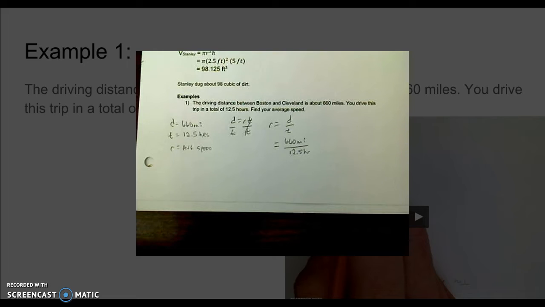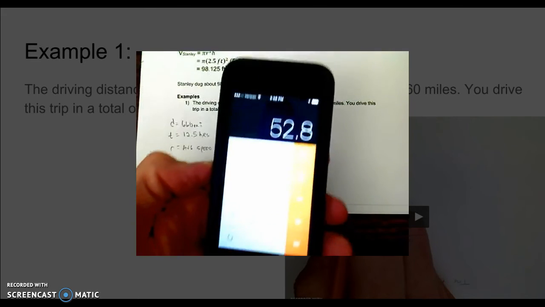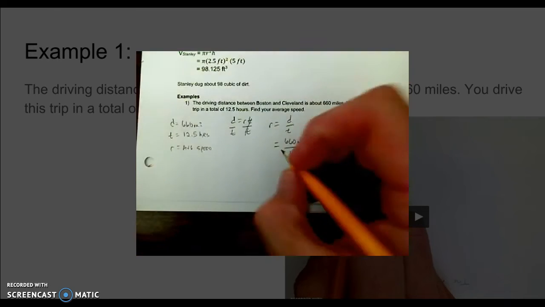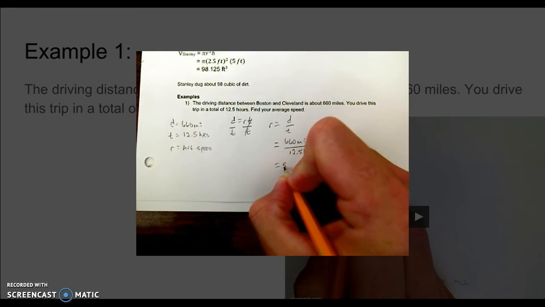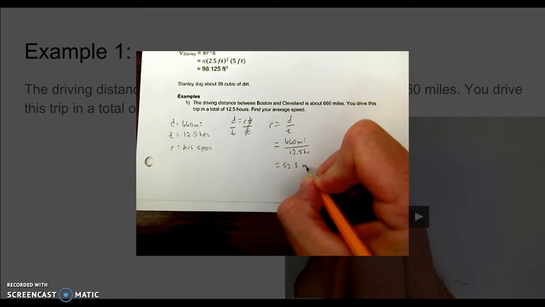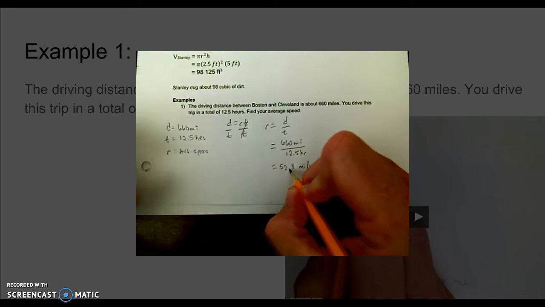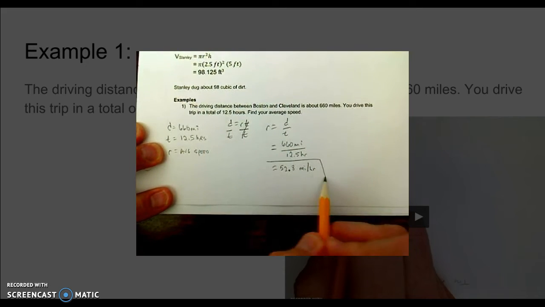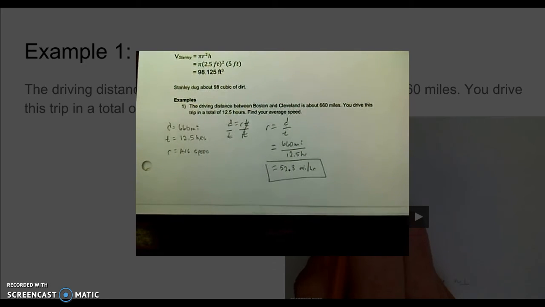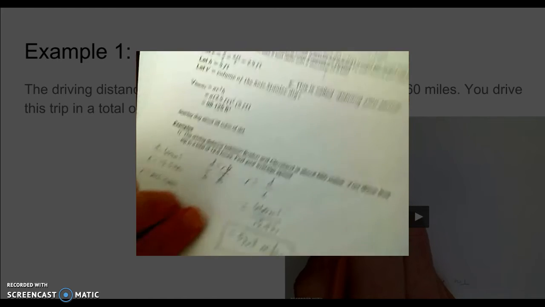You'll tap in 660 divided by 12.5, and you'll see 52.8 miles per hour. You'll always want to keep an eye on the words, how the question is given. You may be asked to round to a certain decimal place, and make sure that you pay attention to that information as it's given to you in the question. But for now, this one will stand the way it is. We can see that this is 52.8 miles per hour, or about 53 miles an hour. Let's try another example.